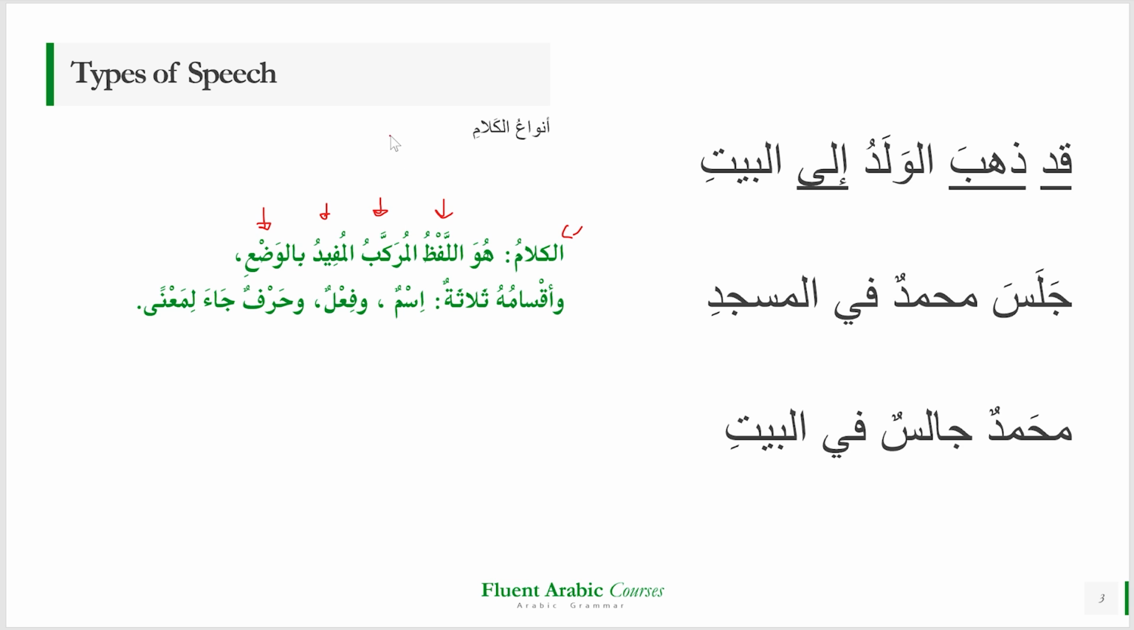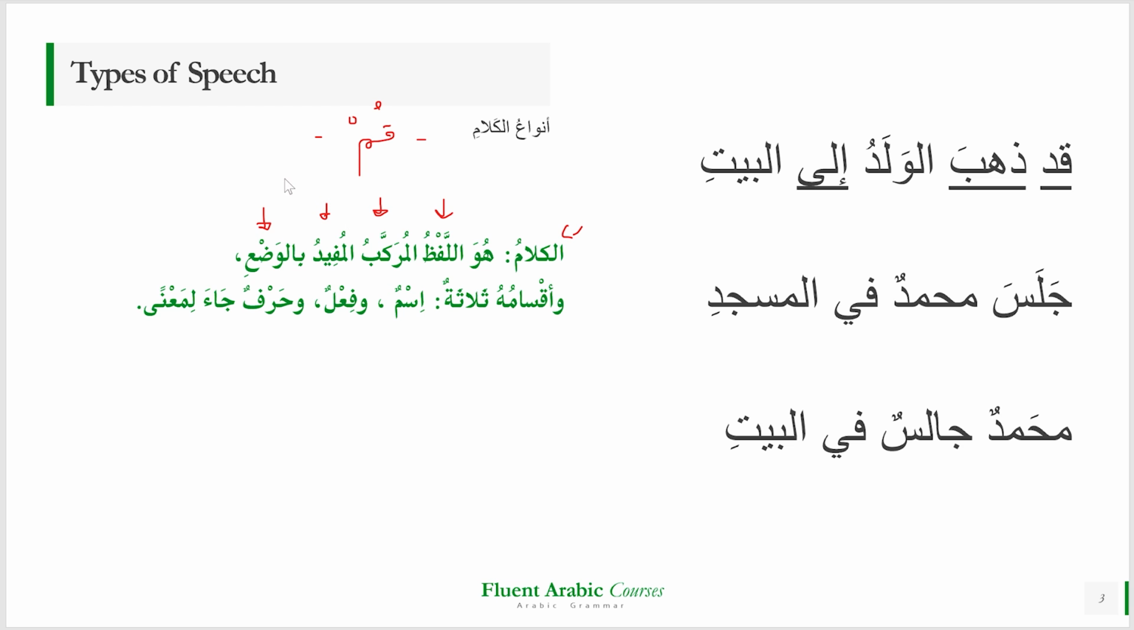For example, if you say kum, it means to stand up. You don't need anything else. Your meaning is understood. Kum, ijlis, ta'al. All this is speech, even though it is only one word. So it is not always the case that we need more than one word.